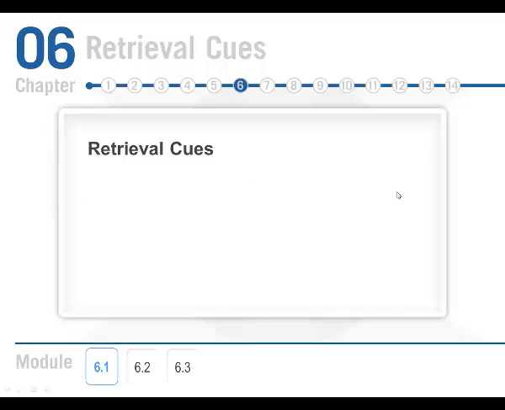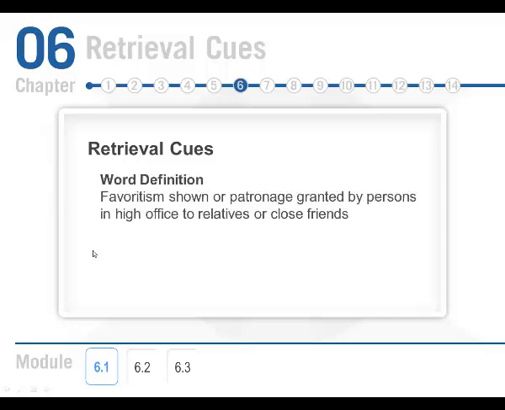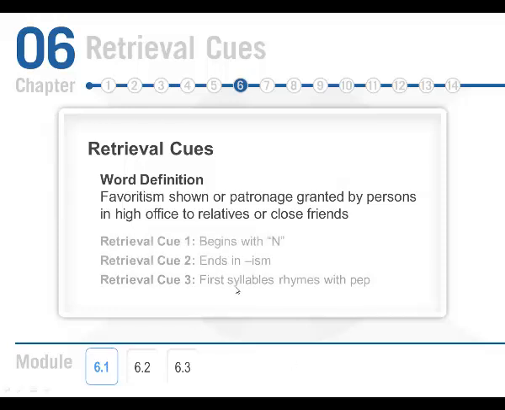So with this word definition: favoritism shown or patronage granted by persons in high office to relatives or close friends. You might not know the word yet, but then if we give you these three retrieval cues, that it begins with N, ends in ism, and finally rhymes with pep, or the first syllable rhymes with pep, then you might come up with the word nepotism.